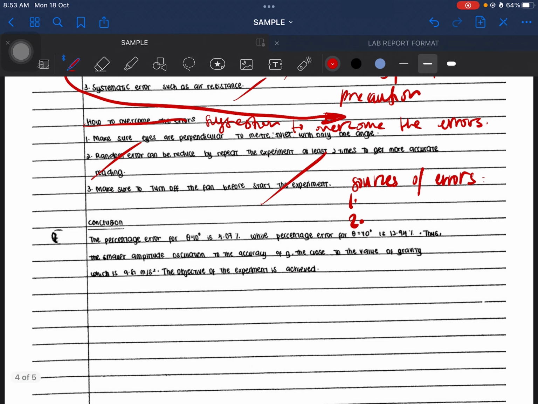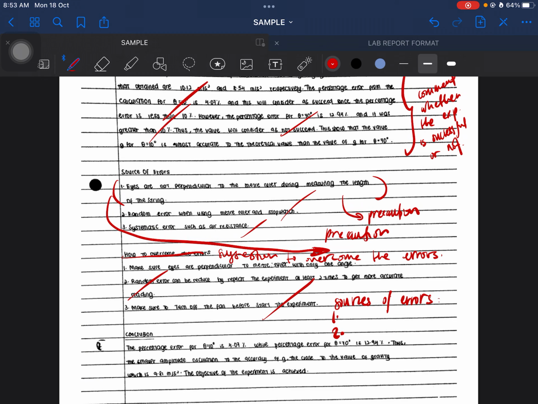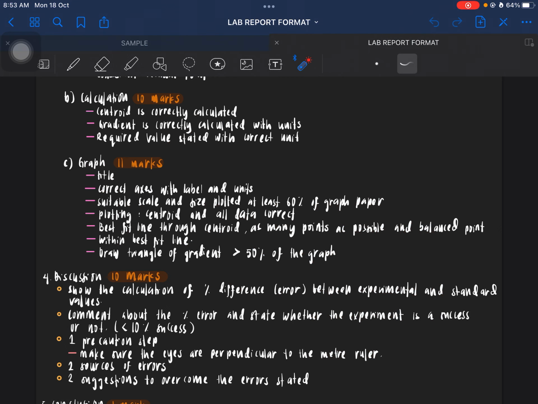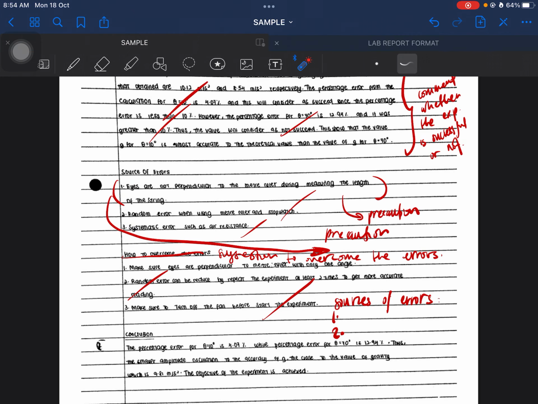And then lastly is the conclusion part. So basically, the 10 marks is divided. Oh no, I still don't know how it's divided. But what you should know is you should have all these criteria here so that you can get the full 10 marks. Okay, all right.